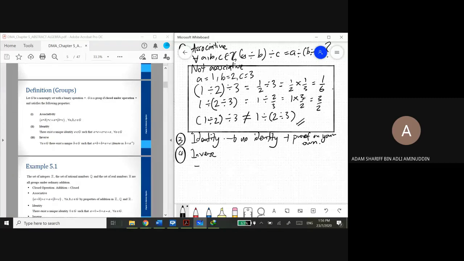Okay. How to answer if there is no identity? For inverse, no inverse for every element here. Because... the reason that you need to tell is the proving itself, because there exists no identity. Some of my students answer like this: as there is no identity, therefore there is no inverse. Also can.